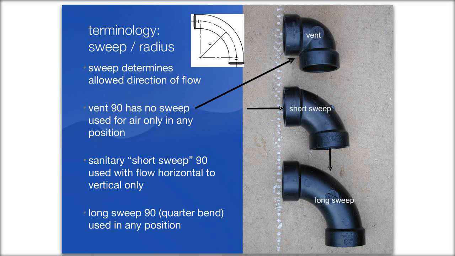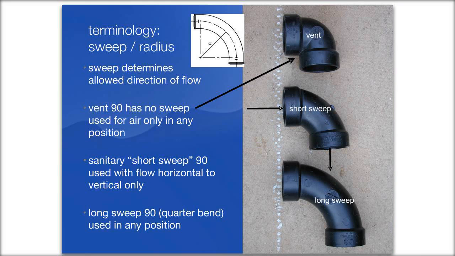Okay, when we talk about sweep or radius, we're talking about basically how gradual of a curve it is in the turn of the fitting. And so you can see up at the top, that little 90-degree turn has absolutely no sweep or radius at all. It's a sharp 90 degree. That fitting can only be used for air because it really doesn't allow a smooth flow of liquid.